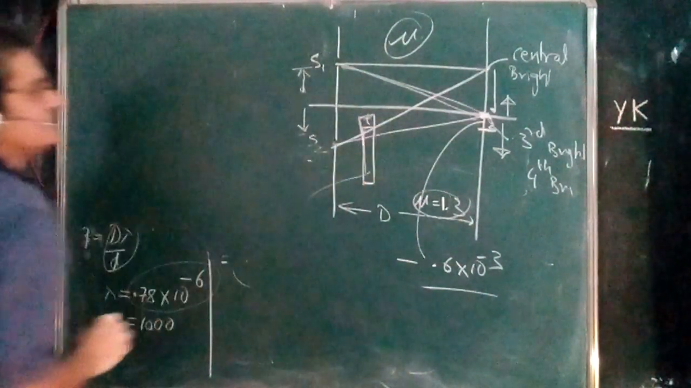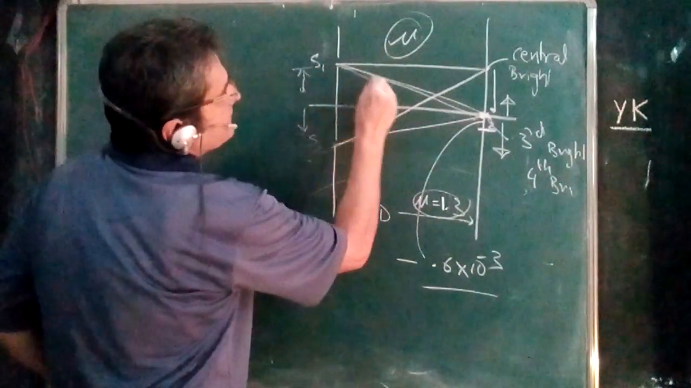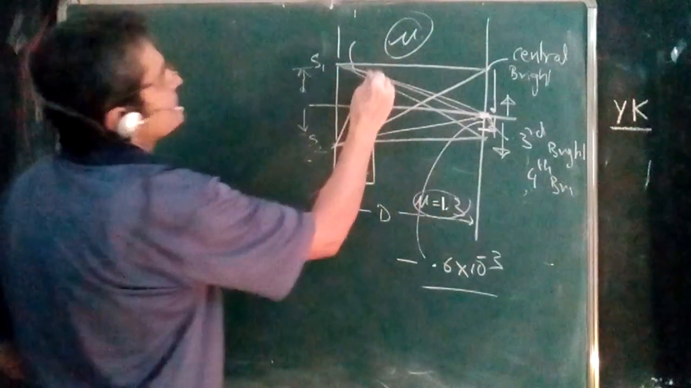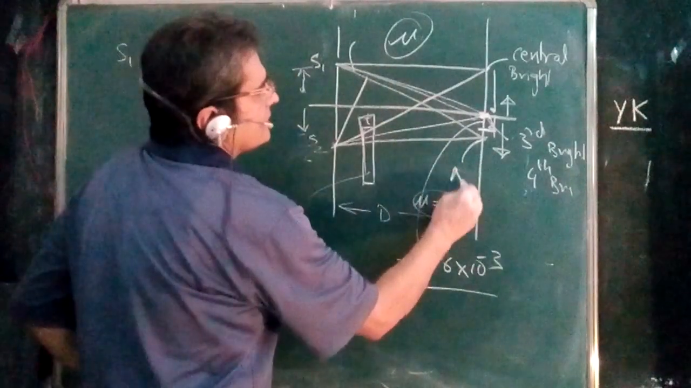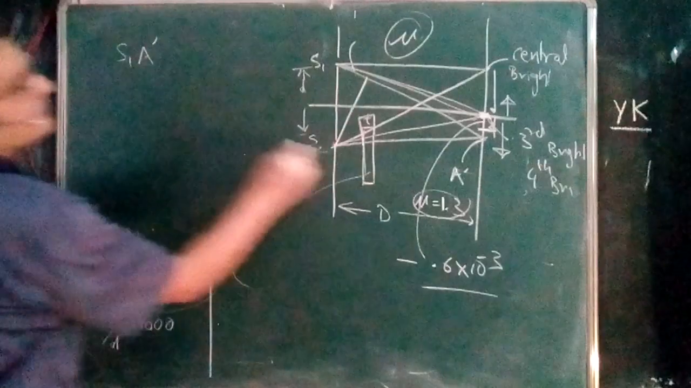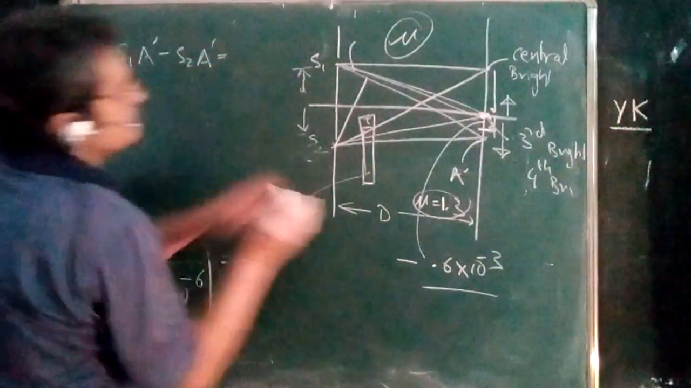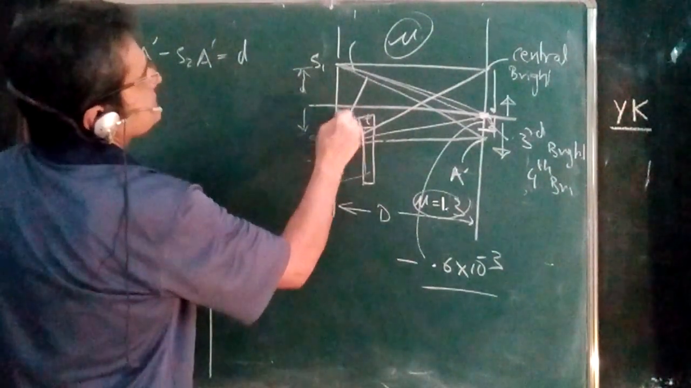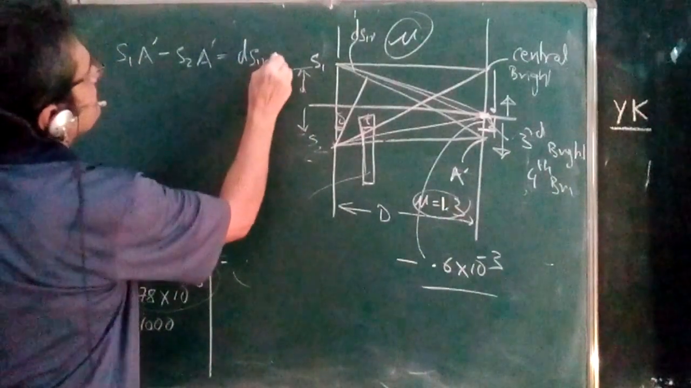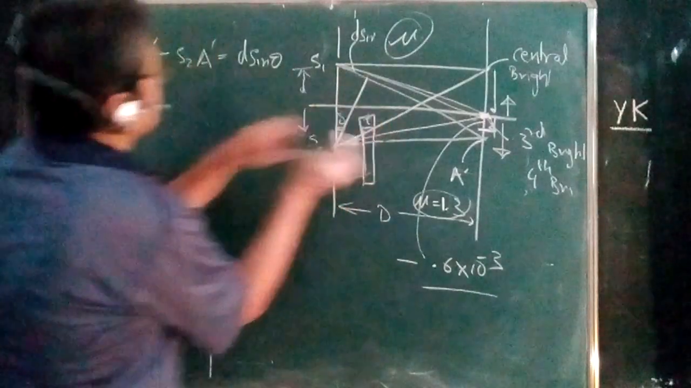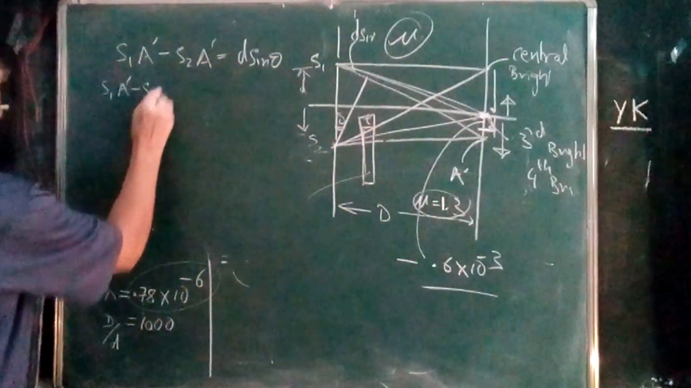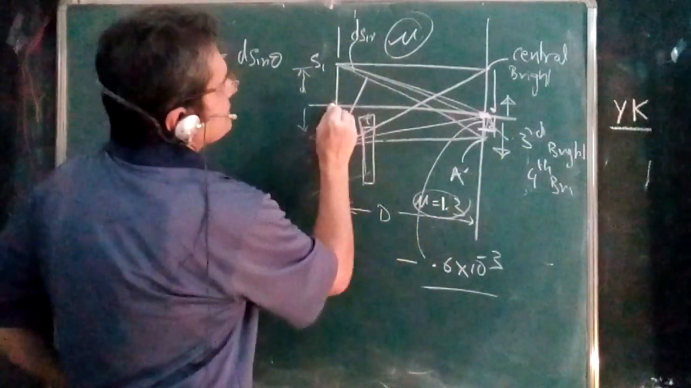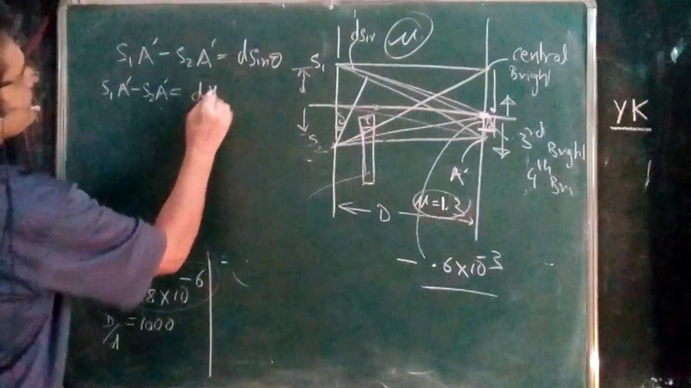We know the path difference here. Suppose I come to this place, this is y, and I drop it like this. This point be A dash, so S1A dash minus S2A dash without this gap. Without this gap, what is the path difference? It is d sine theta. If this angle is theta, this is d sine theta, the standard formula, I am not deriving that. And sine theta can be written as y upon D. This angle theta is the same as this angle. Sine theta is y upon D.